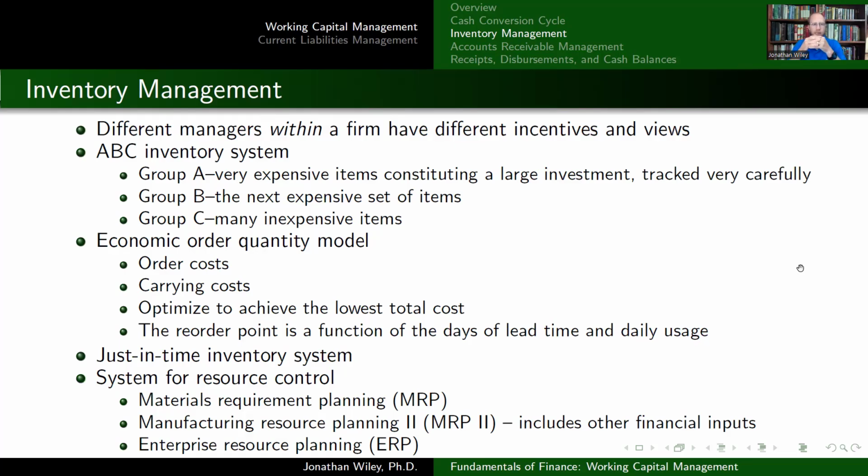Given how order costs vary with the volume of inventory, and given how carrying costs vary with the quantity of inventory, we're going to try to figure out the level of inventory that achieves the lowest total cost overall, because that would be the most efficient amount of inventory to order.